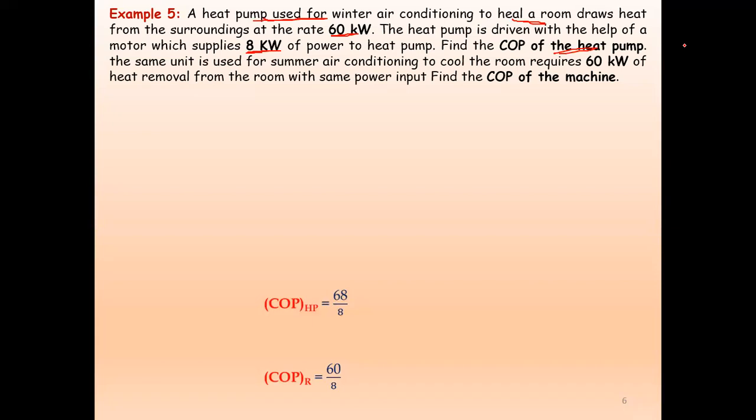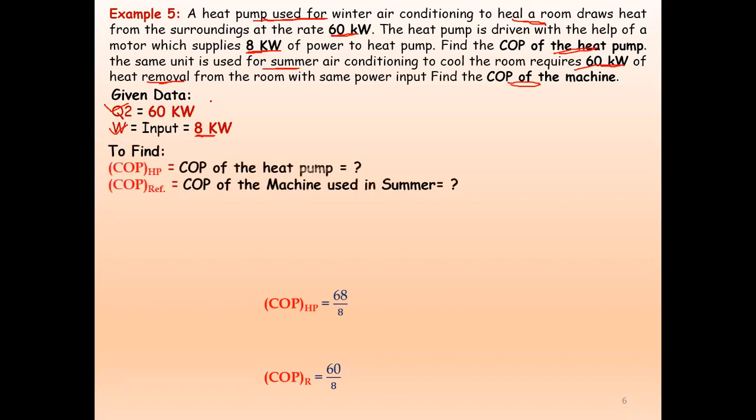The same unit is used in summer for air conditioning. For that, it requires 60 kilowatt of heat removal. For the same power input, determine the COP of the machine. So given data: Q2 is 60 kilowatt, and W, the work input, is 8 kilowatt. Now this is for the heat pump. So we have to find out the COP of the heat pump and the COP of the refrigerator.